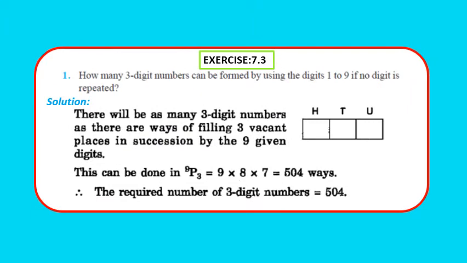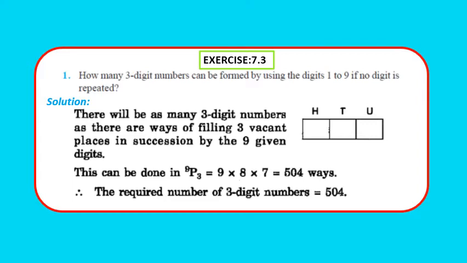So let's start exercise 7.3, and question 1 is: how many 3-digit numbers can be formed by using the digits 1 to 9 if no digit is repeated? Remember the condition, that no digit is repeated. So we have a 3-digit number, that is hundreds, tens and unit place, and there will be as many 3-digit numbers as we can fill the digits 1 to 9. Now since digits are not repeated, it can be 9P3, because we are taking 3 out of 9, which is equal to 9 into 8 into 7, that is 504 ways.